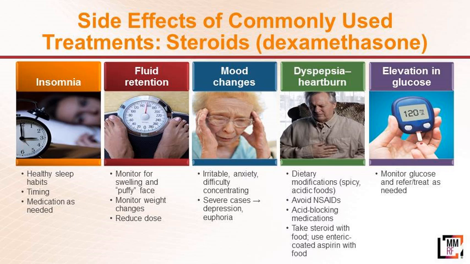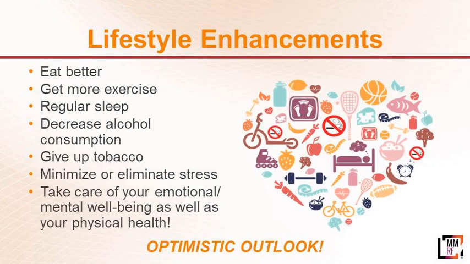So this is, I think, the most important slide, lifestyle enhancements, which we want you to eat better. So a well-balanced diet, like we said, decrease the consumption of processed foods, get more exercise, which we talked about, try to maintain a regular sleep schedule, decrease your alcohol consumption, give up tobacco, minimize or eliminate stress, and take care of your emotional and mental well-being as well as your physical health.